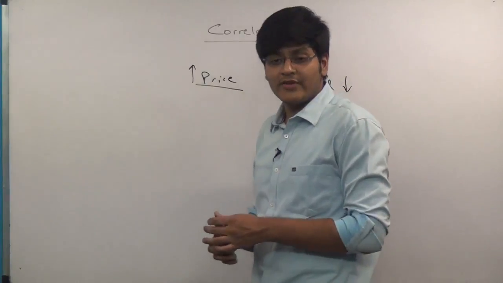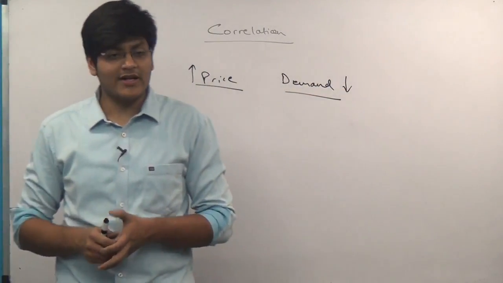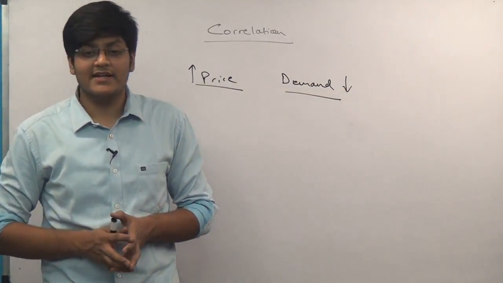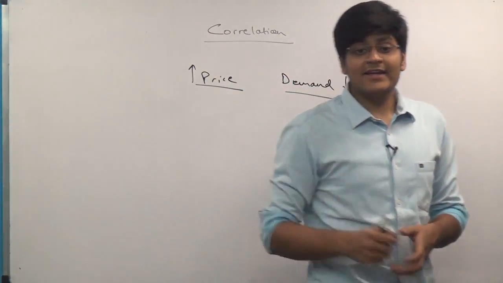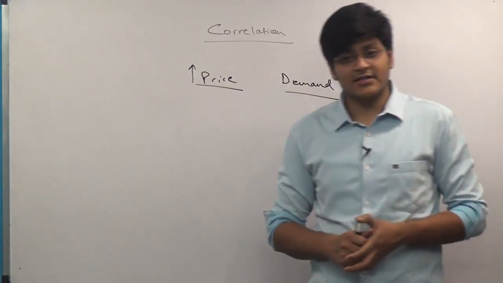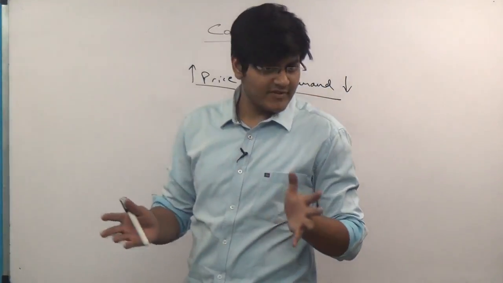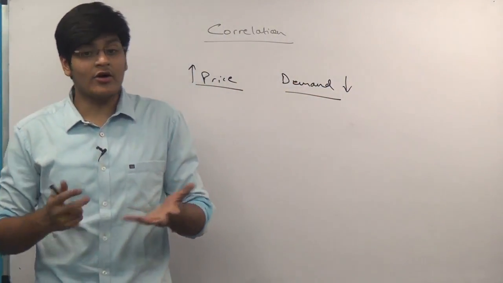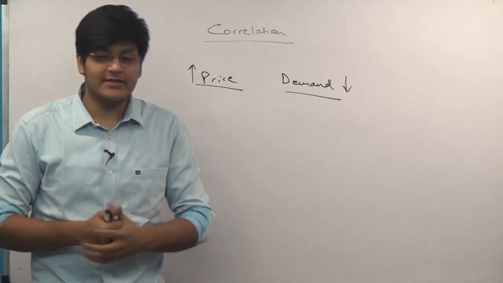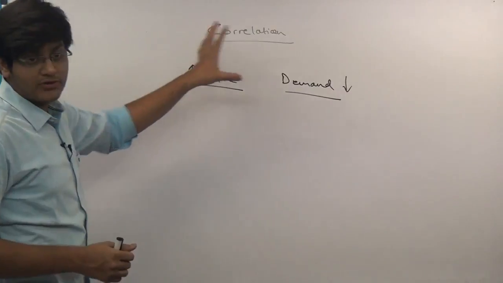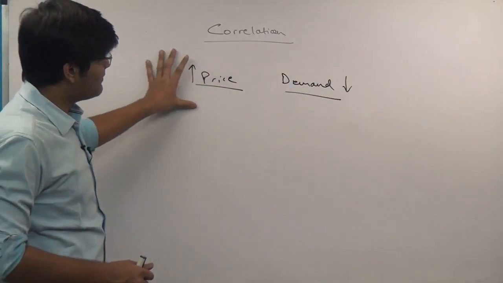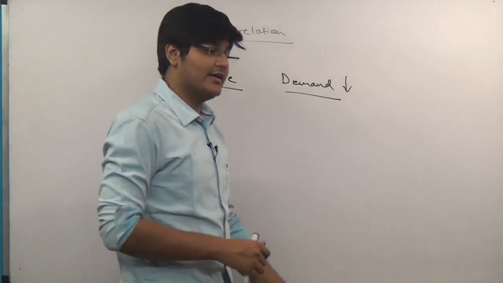Similarly, if both move in the positive direction or in the same direction, we say it is positively correlated. Suppose with the increase in height increases the foot size. Fine. With increasing long hair goes increase in shampoo. Fine. So these things are positively correlated and there are many things which are negatively correlated.